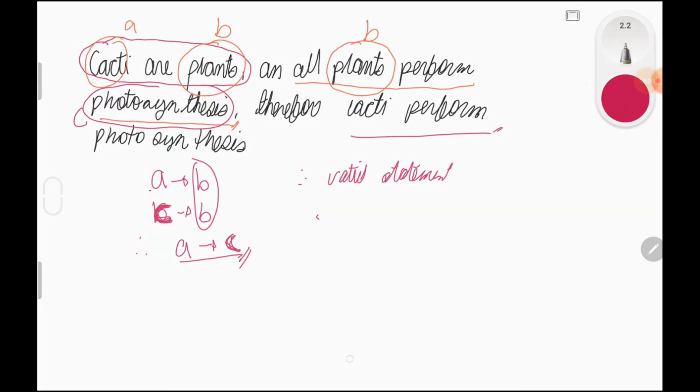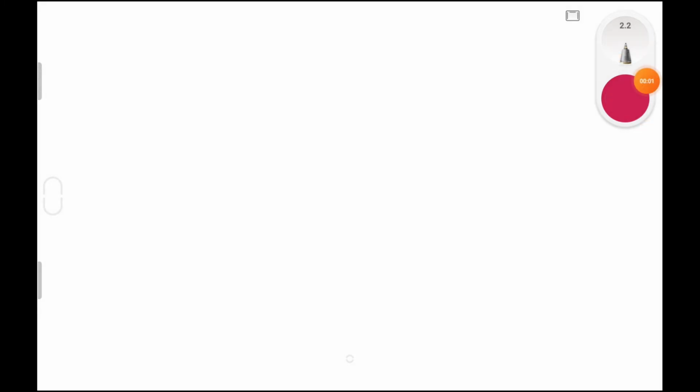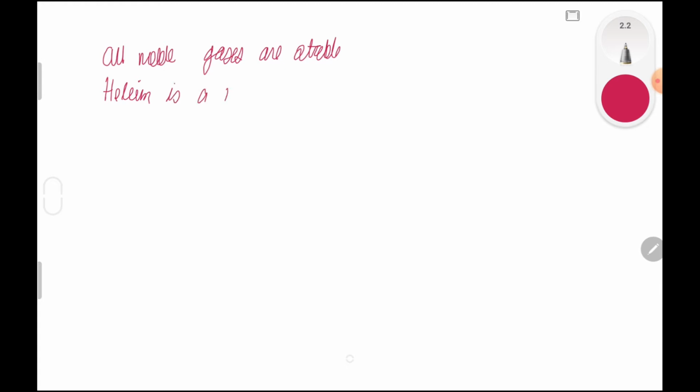Okay? So, another example: all noble gases are stable. This is our first premise. Second premise is helium is a noble gas. Okay? So take note that these are two supporting facts, di ba?